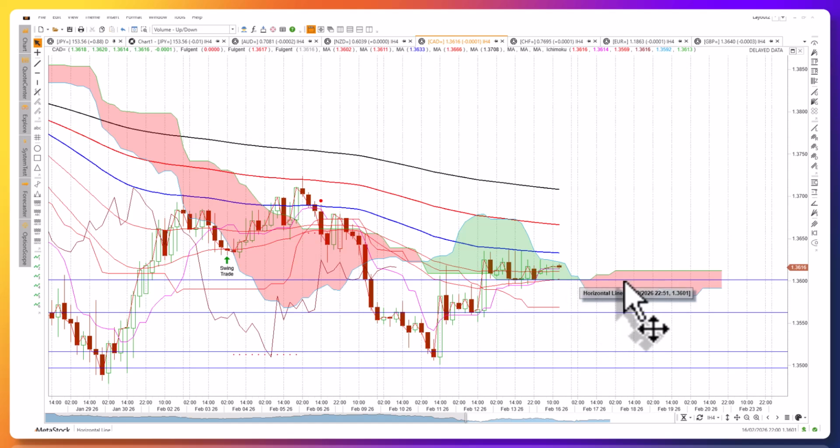1.36, as well as the top end of the front end of the cloud. So here is potential rebound zones. Could still see any weakness down to test the standard line for support, so could see a retracement down to those zones, but so far so good.